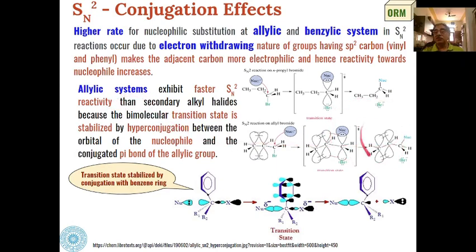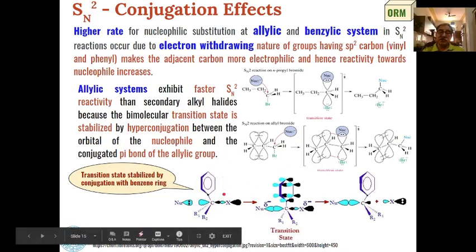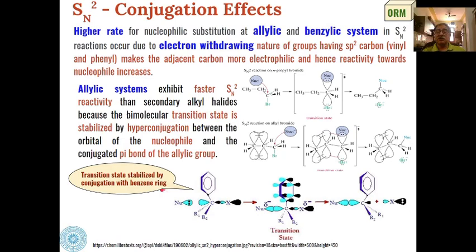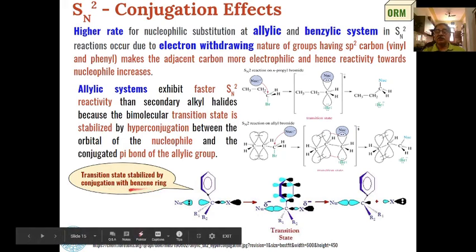And similarly, in the case of benzylic systems, the transition state is stabilized because of conjugation with the benzene ring. So the pi system of the benzene ring enhances the reactivity of these SN2 type of reactions, because they stabilize the transition state leading to the formation of the products.